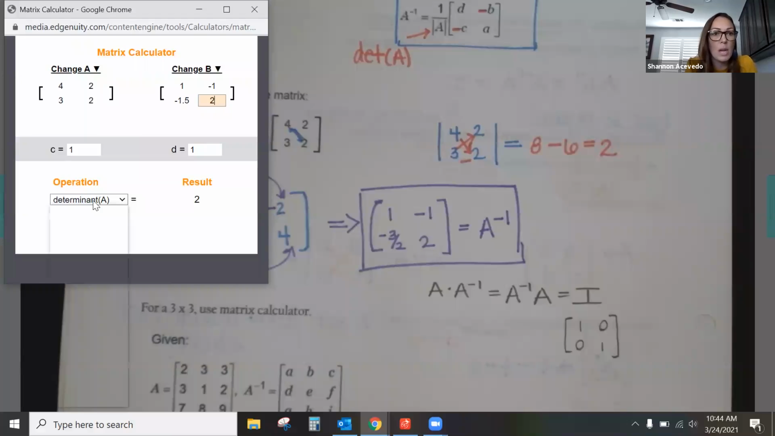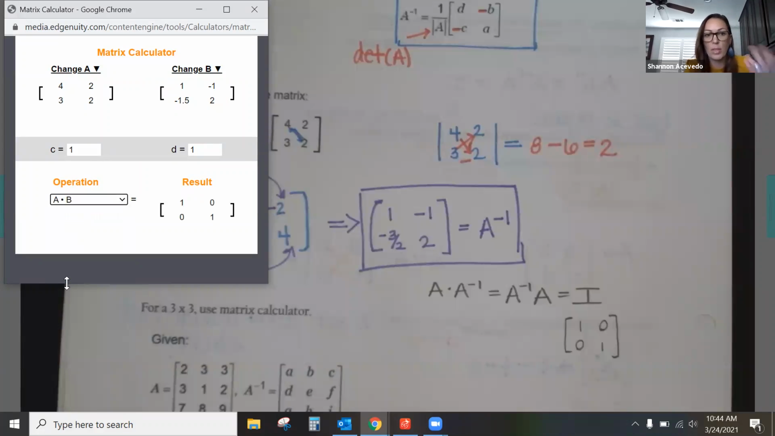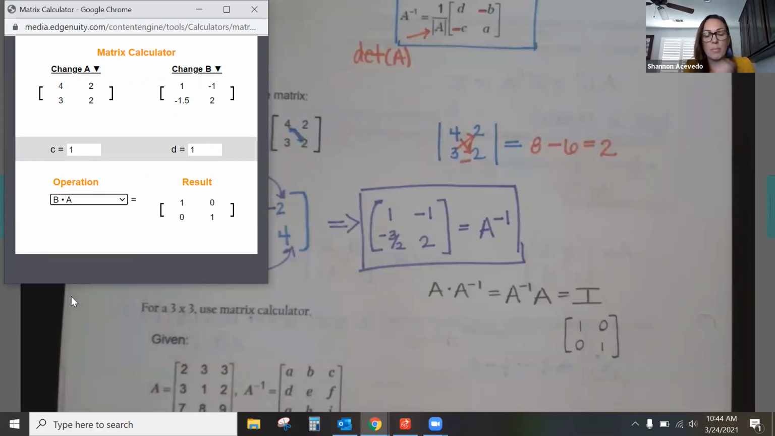So what happens when I multiply my A times my B? There's my identity matrix. What if I switch it? What if I do my B times my A? There's my identity matrix. Are you guys able to see the calculator? Did I set it up correctly? Cool. So you can see that no matter which way I do it, I'm ending up with that identity matrix.